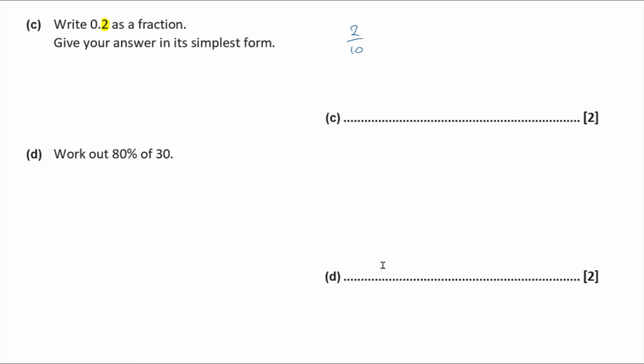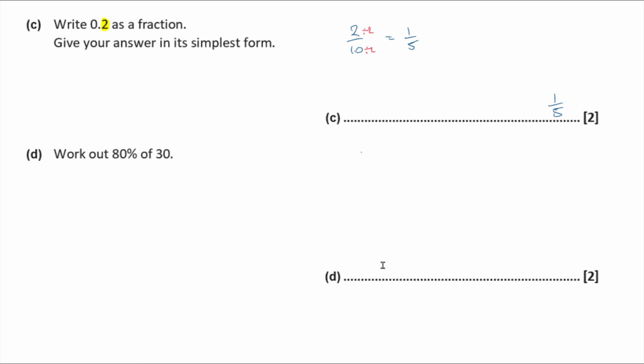Now, both those numbers are multiples of 2. So divide them both by 2. I'm going to get 1 over 5, which is the fraction in its simplest form, 1/5. Part D says, work out 80% of 30.